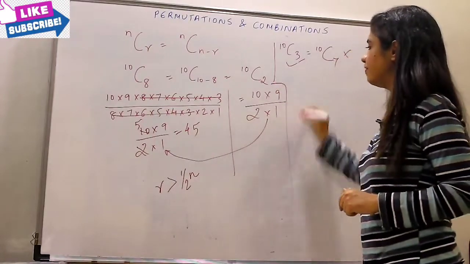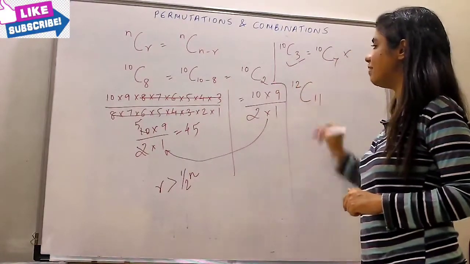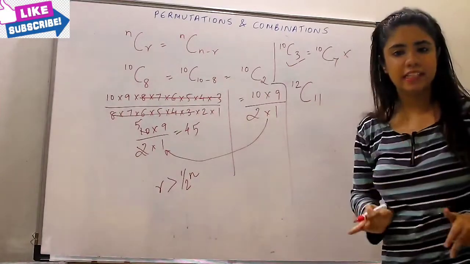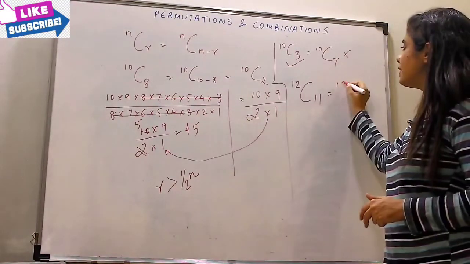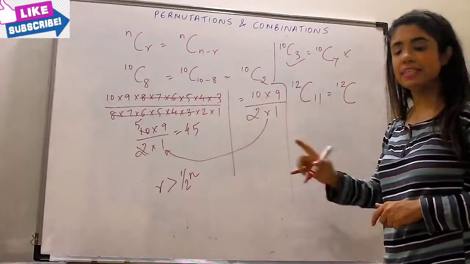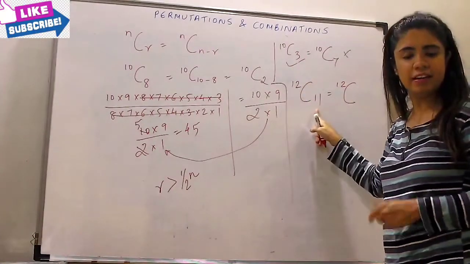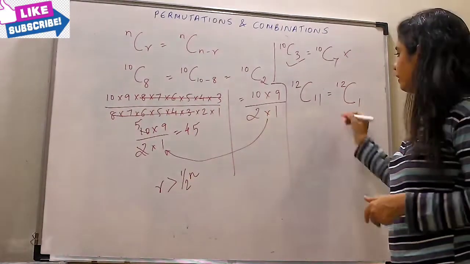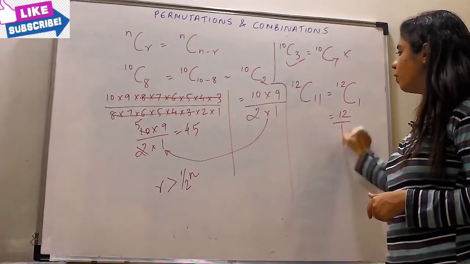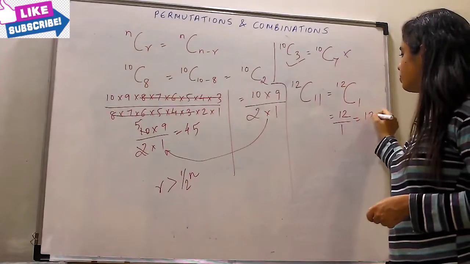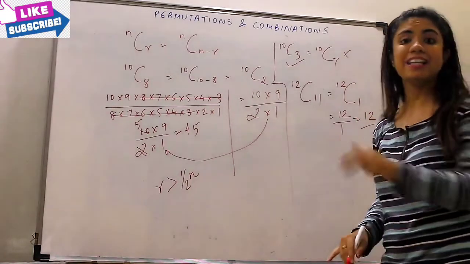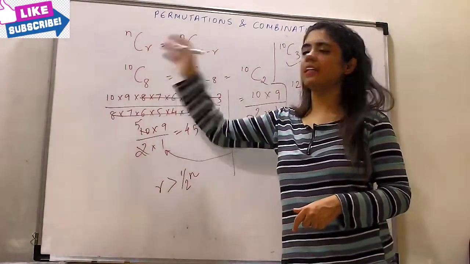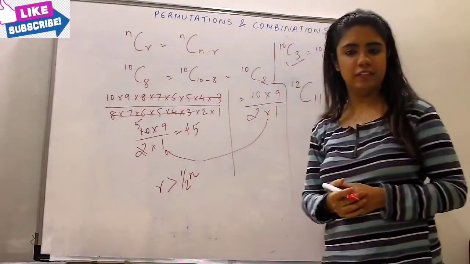For example, if I ask you what is 12C11, writing 11 numbers is going to be very lengthy. But we know 12C11 is 12C12 minus 11. 12 minus 11 becomes 1. 12C1 will be 12 upon 1. That's it. So my value becomes 12. So it's as simple as that. So you can use this concept whenever your rth value is more than half of nth value.